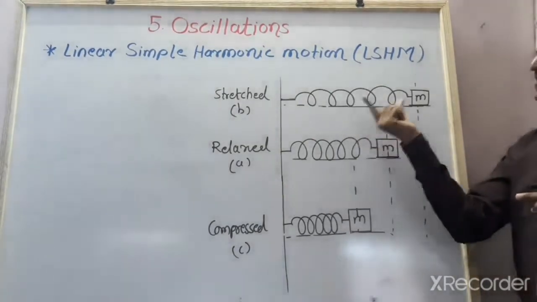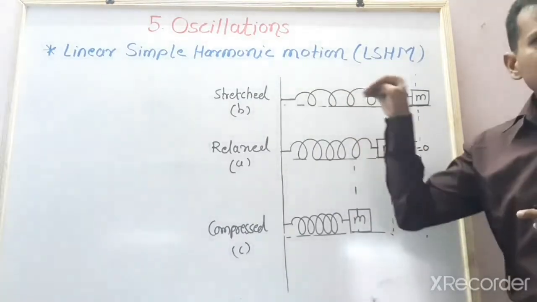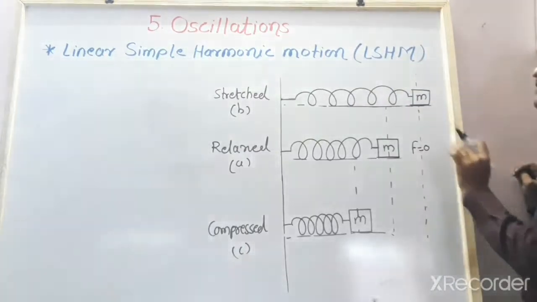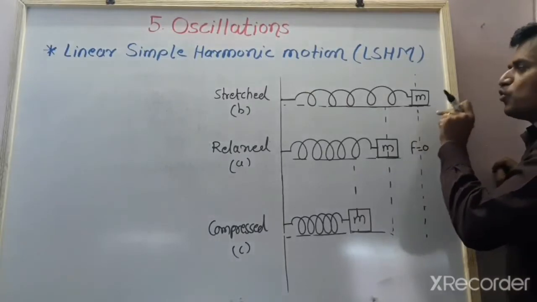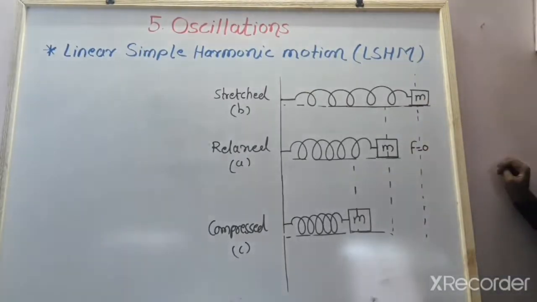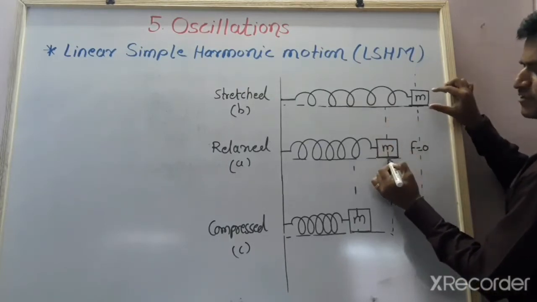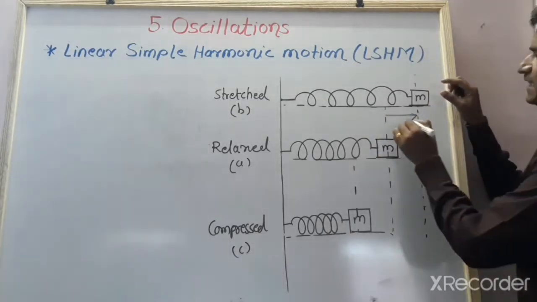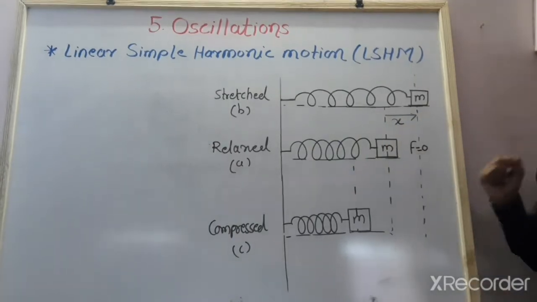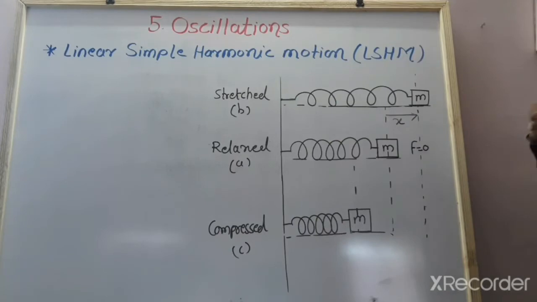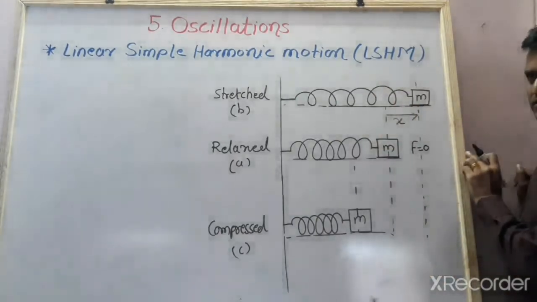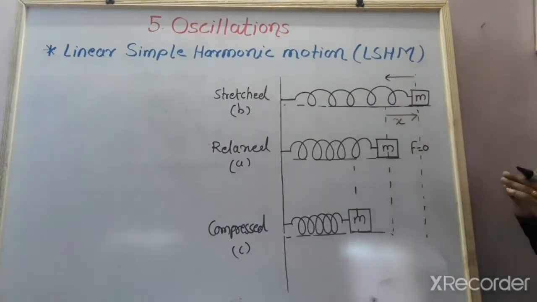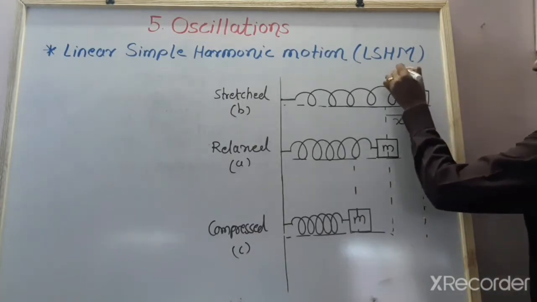Due to its elastic property, such a spring regains its original shape or original dimension. This spring exerts a force on the block, and this force tries to move the block to its mean position. Suppose this is its mean position. The block moves toward the right side. This is the direction of displacement. X is the displacement from its mean position toward the right side. At that time, the spring exerts a force on the block, and the direction of this force is toward the mean position.